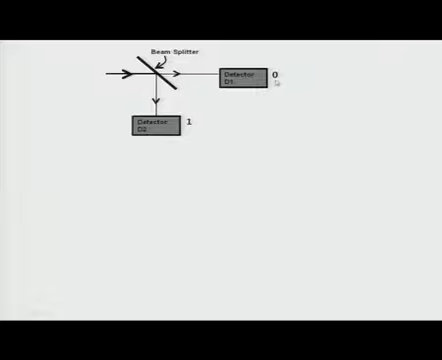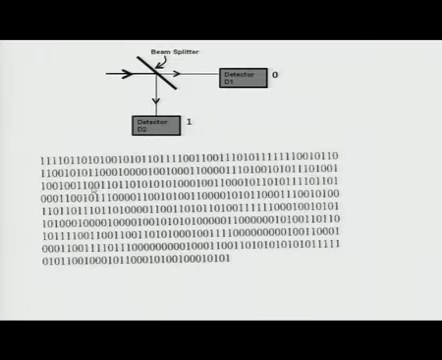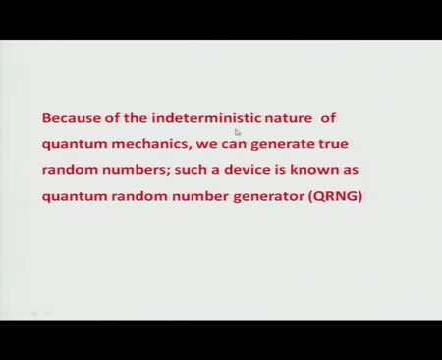Let us suppose I generate the number 0 whenever the detector D1 clicks and I generate the number 1 when the detector D2 clicks. Then when a large number of photons are coming in, I will generate a set of completely random numbers. So, this simple experiment in quantum theory allows you to generate completely random numbers. Because of the indeterministic nature of quantum mechanics, we can generate true random numbers. Such a device is known as a quantum random number generator.